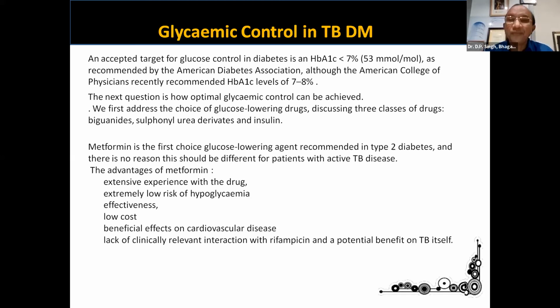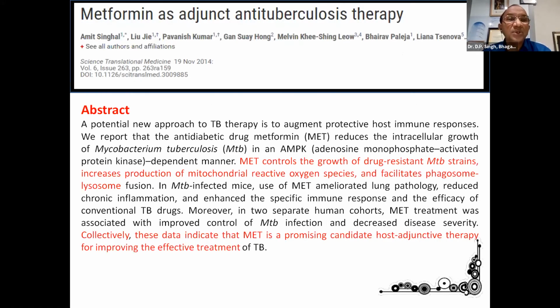This is new information. Metformin as an adjunct therapy is a potentially new approach to TB therapy to augment the protective host immune response. We report that this anti-diabetic drug metformin controls the growth of drug-resistant MTB strains, increases the production of mitochondrial reactive oxygen species, and facilitates phagosome maturation. So we can say that metformin is a promising candidate host adjunctive therapy for improving the effective treatment of TB.